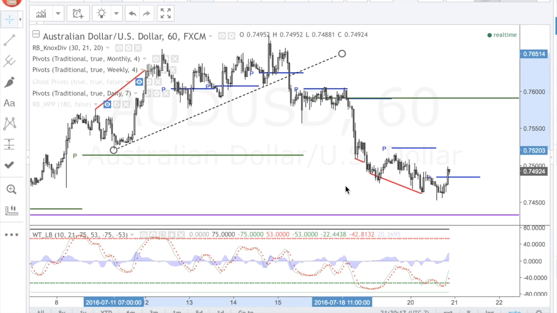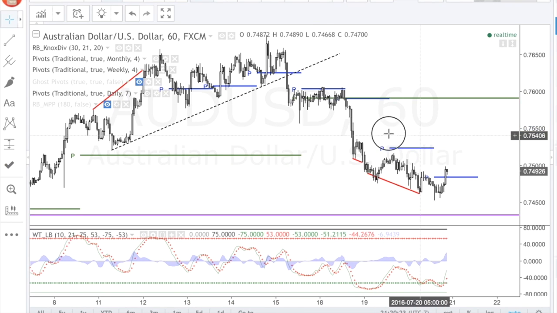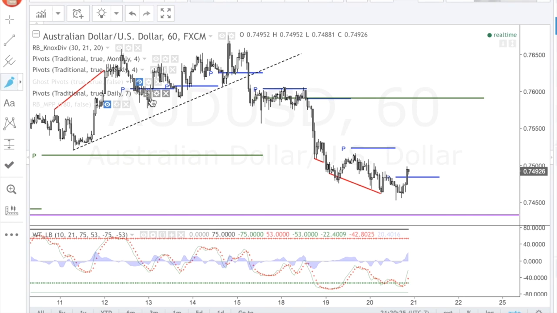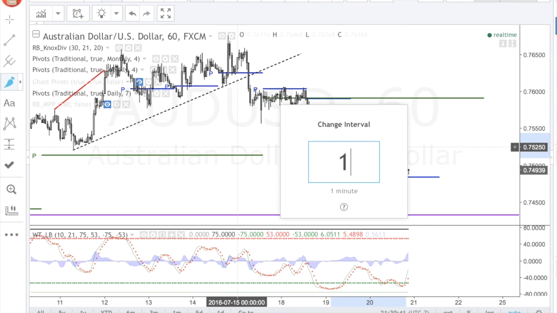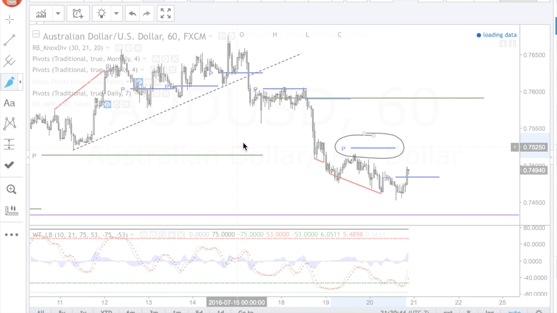Okay, so we have an example here of the Australian dollar missing a pivot. If you missed a couple of those last videos that I made, they were about missed pivot trend trading. And look at this. We missed the pivot yesterday on the Australian dollar. And by yesterday, I mean Wednesday, July 20th or whatever. Now, what we want to do is move to the 15-minute chart.